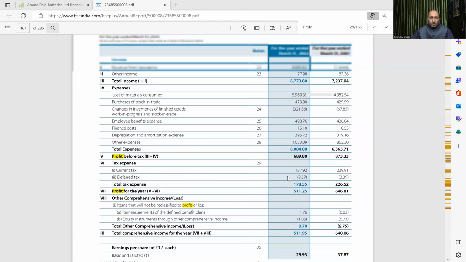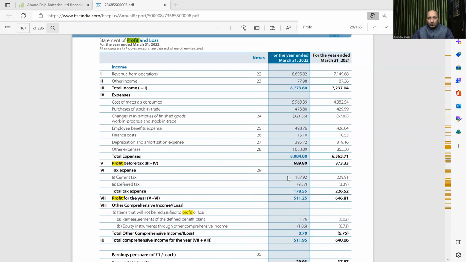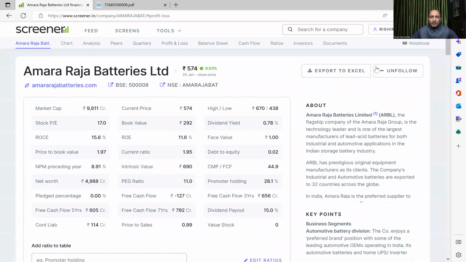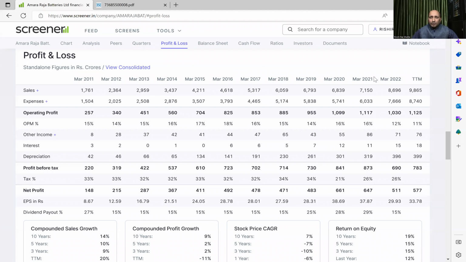Normally people do not go to the annual report. So an easy way to see any profit and loss is to go to a screener website. If you go to a screener website, you type the company name. I have already typed it here. So you will immediately get Amara Raja Batteries, everything. And at top you will see profit and loss. Just click here, you will get the profit and loss statement. And here you will get more comprehensive data for the last 10 years, so it is easier to infer any information.